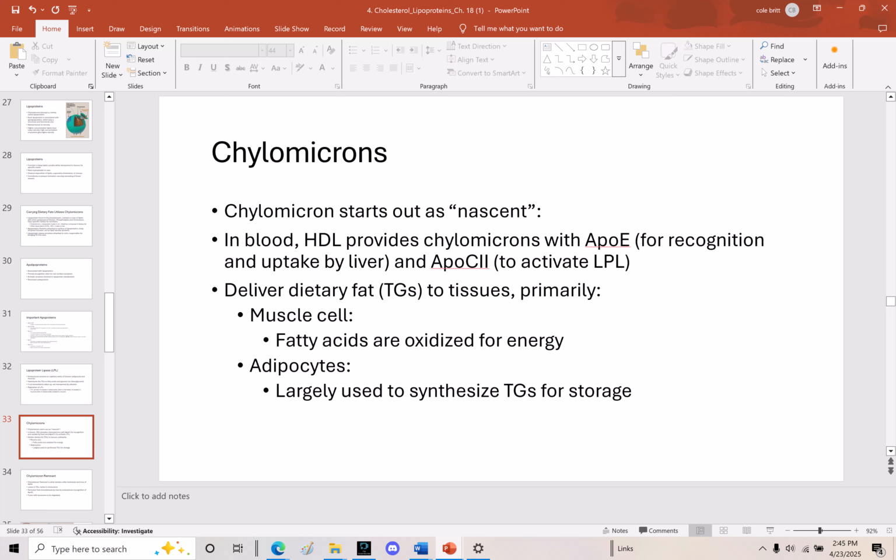What is the function of chylomicrons? To deliver triglycerides to tissues, primarily muscles and adipocytes. Muscles are going to oxidize the fatty acids for energy. Adipocytes are going to store the fatty acids as triglycerides. So that's the function of chylomicrons.